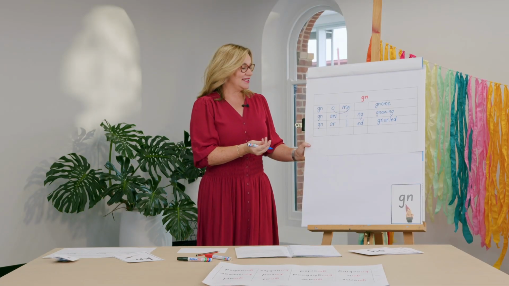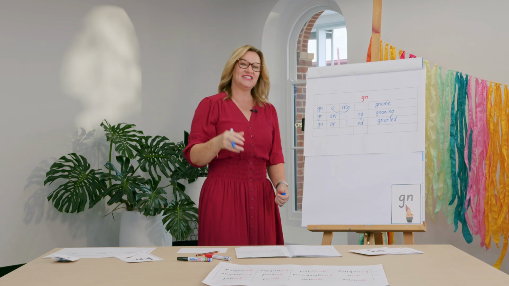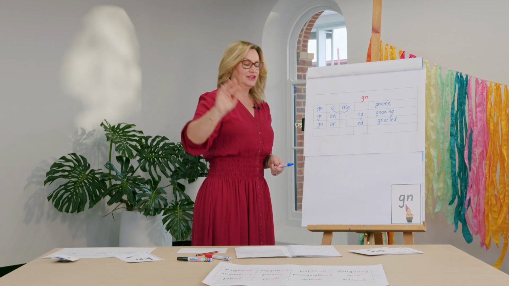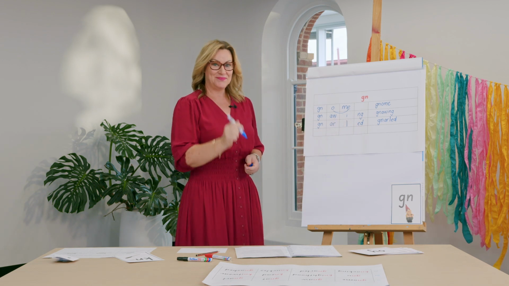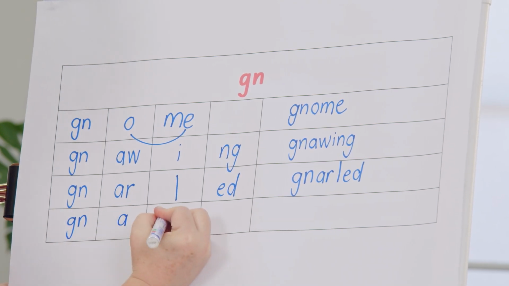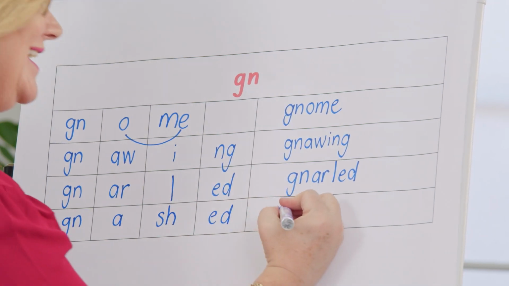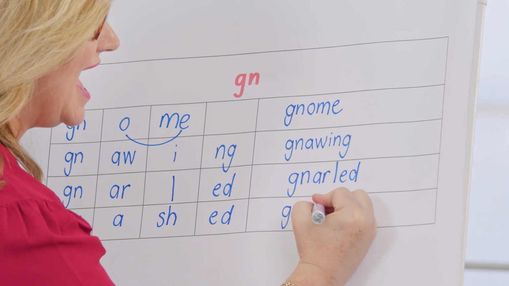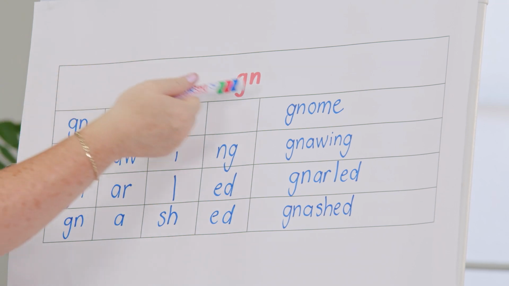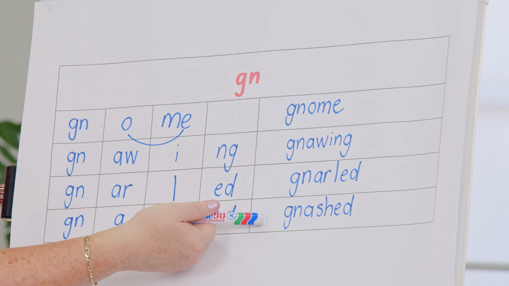Excellent. Last word for today, gnashed. Remember that striking action of the teeth coming together? Tap and say n-a-sh-d. Past tense again, ed. Let's go. Gnashed. N-a-sh-d. Full word. N-a-sh-d. Gnashed. Let's read these down together. Let's go. Gnome, gnawing, gnarled, gnashed.